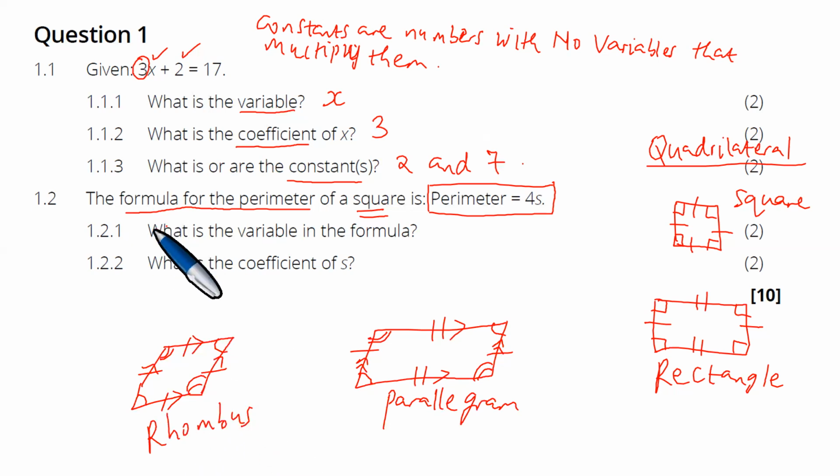Okay, now if you look at the formula for the perimeter of a square, the perimeter of a square is 4s. What is it? 4s, right? Okay. So where s is the length of the side, so the side is s units, s units, s units, s units, and then we add everything up and then we get the answer.